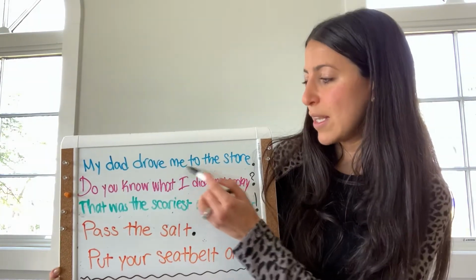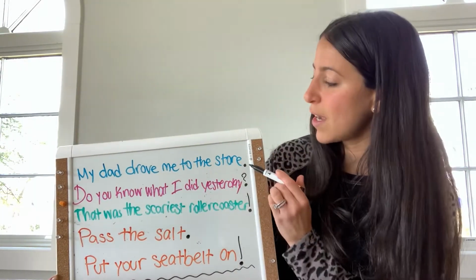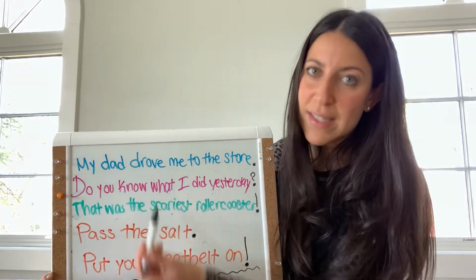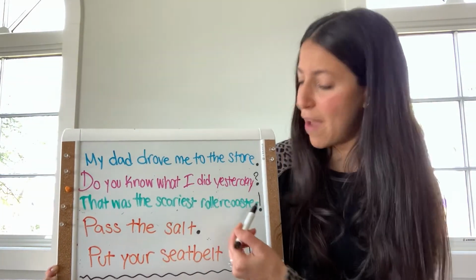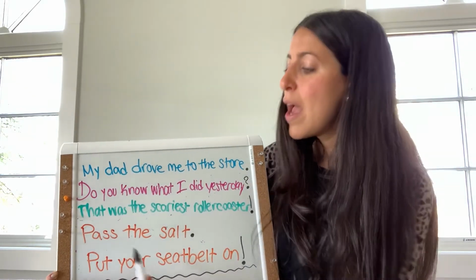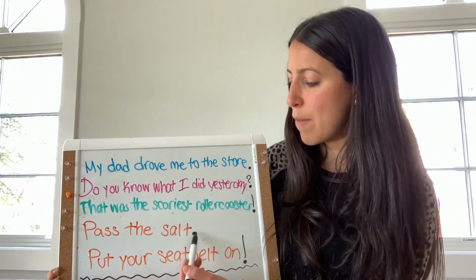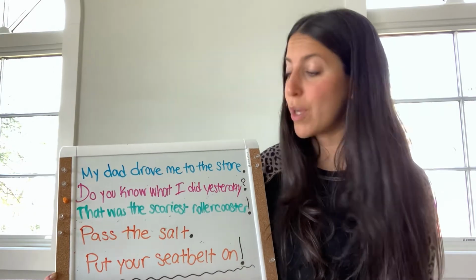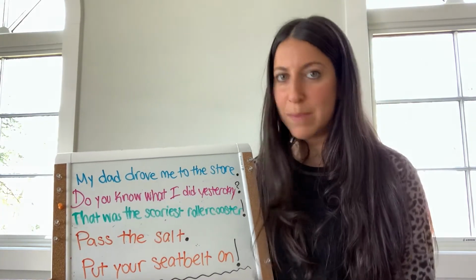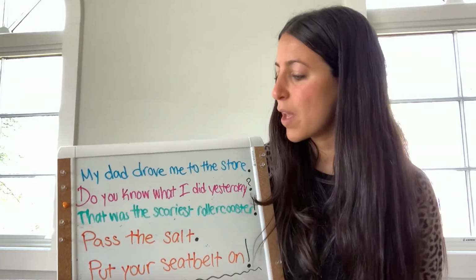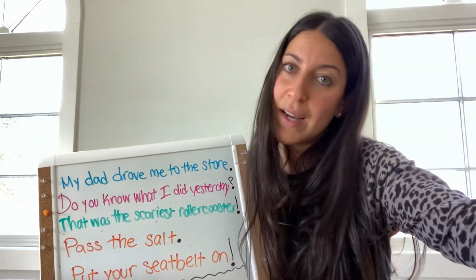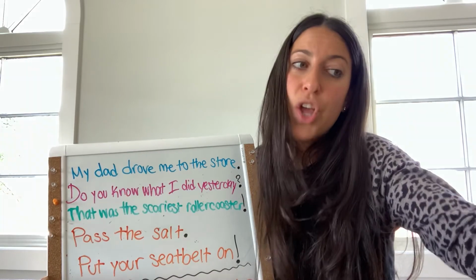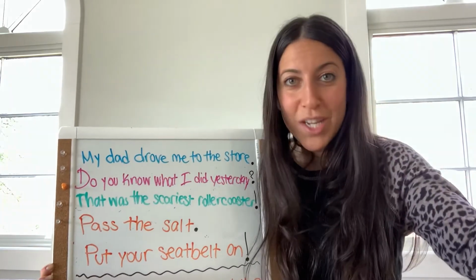So again, declarative sentences have periods at the end. Interrogative sentences have question marks at the end. Exclamatory sentences have exclamation points at the end. And a command can either have a period or an exclamation point depending on how much emotion is being put into that command. Okay, it is important to know about these sentences because when you do your own writing, you will have to know how to punctuate your sentences, okay?